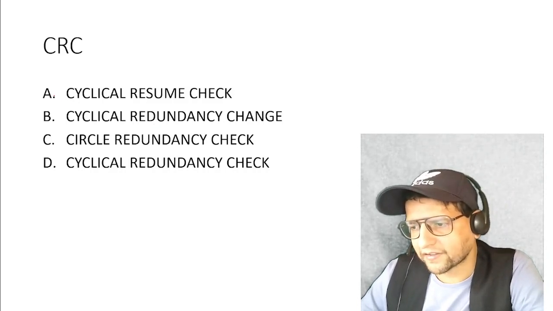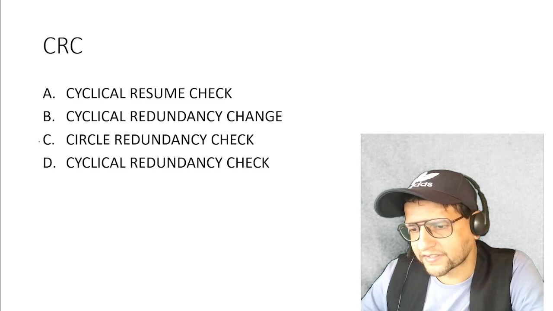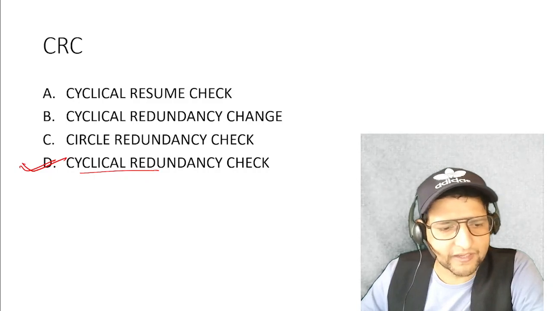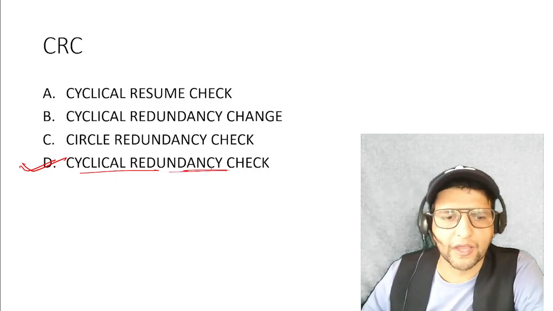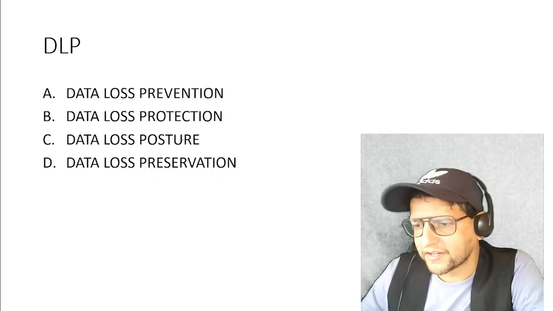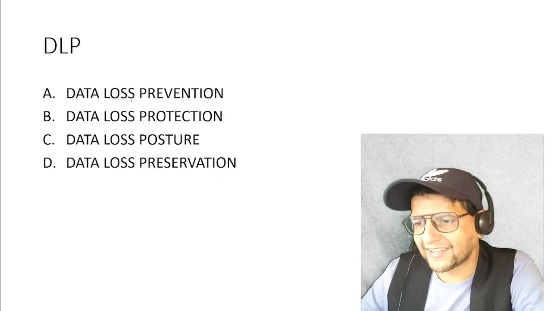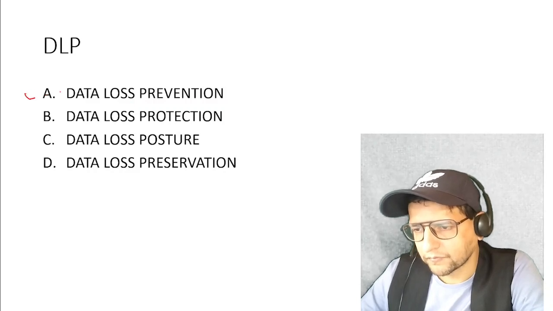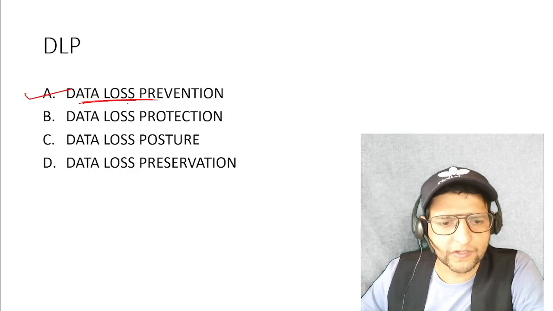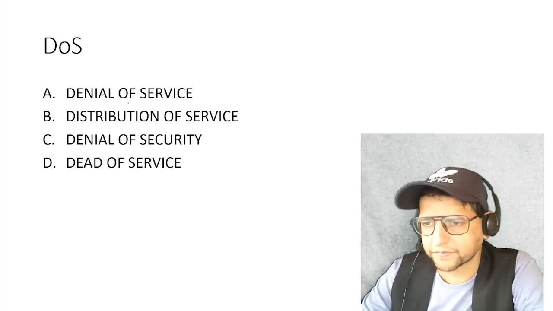CRC is your cyclic redundancy check. You know the way you calculate that checksum, cyclical redundancy check. You calculate those hashes and all to see if there's any unauthorized modification. Data loss prevention, or data leak prevention. Sometimes we also call it data loss or leak prevention.